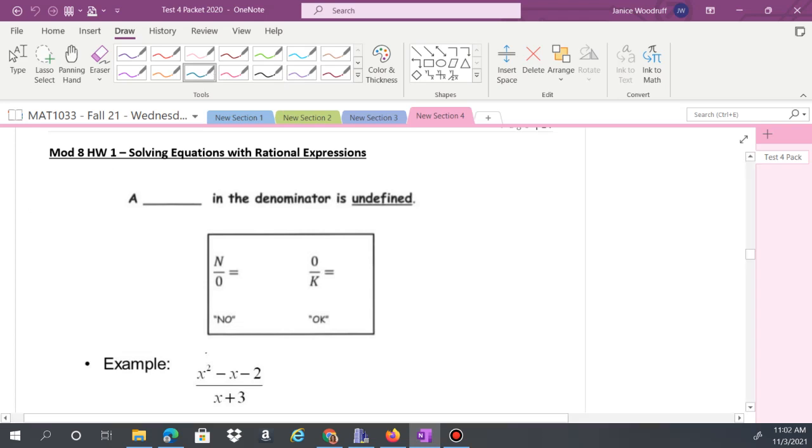answers. So we need to know the definition that a 0 in the denominator is undefined. We cannot divide anything by 0 because we get an error. So we have this little graphic here, so you have NO, 0 in the denominator, is a no-no, and then OK is OK. So 0 in the numerator is OK, 0 in the denominator is a no.